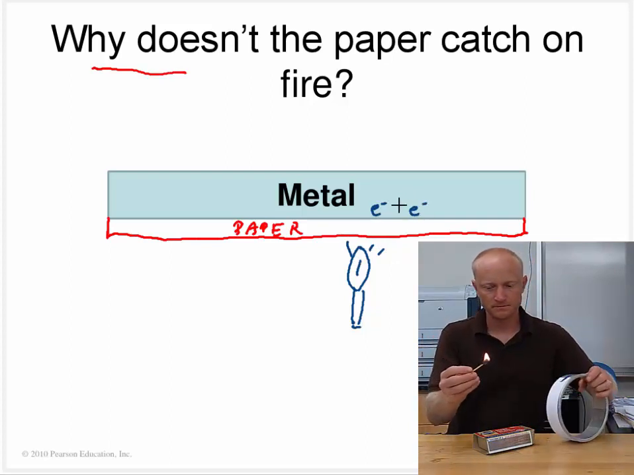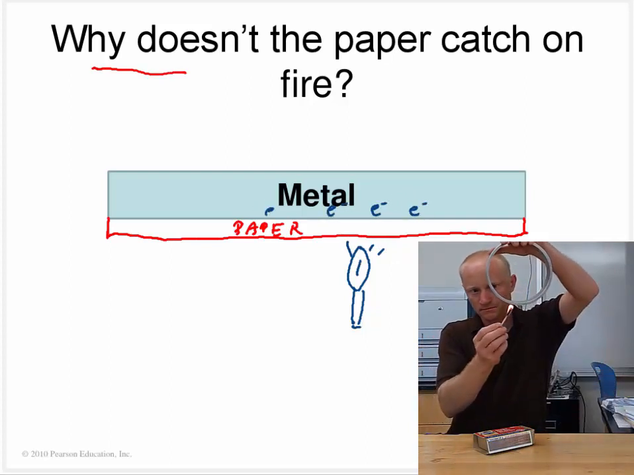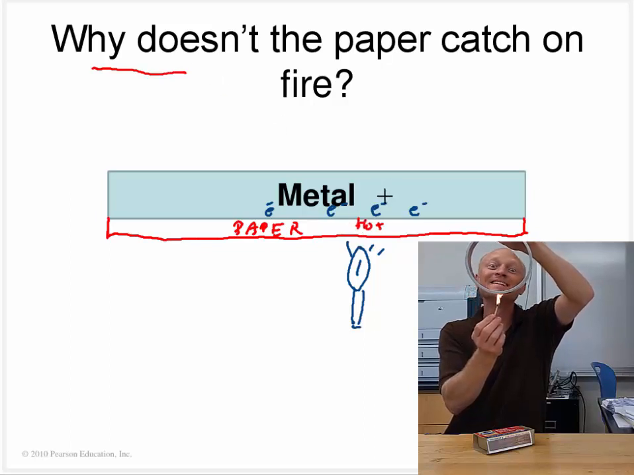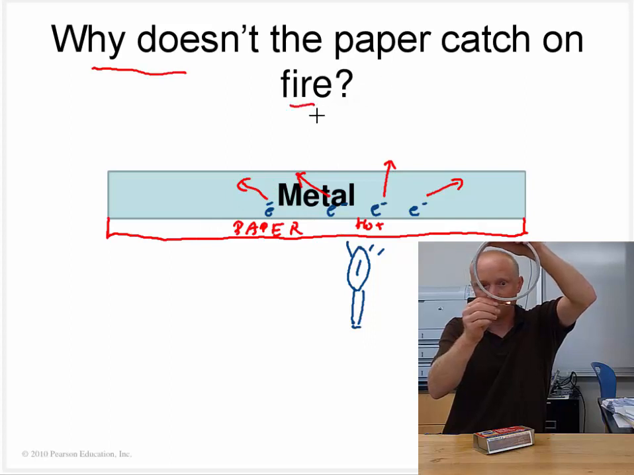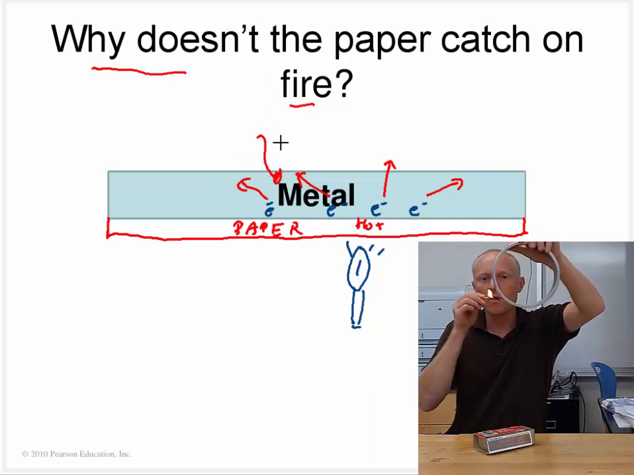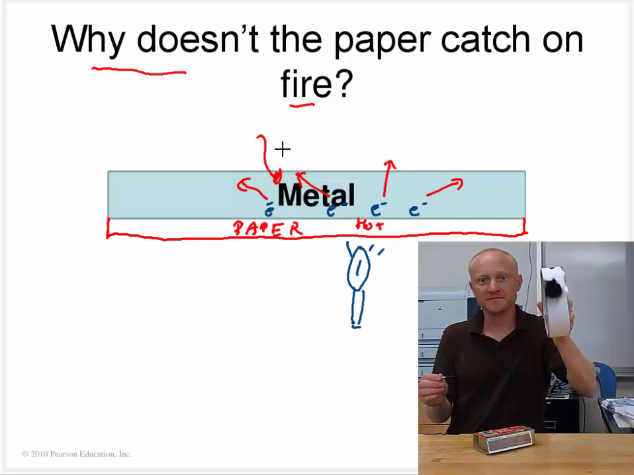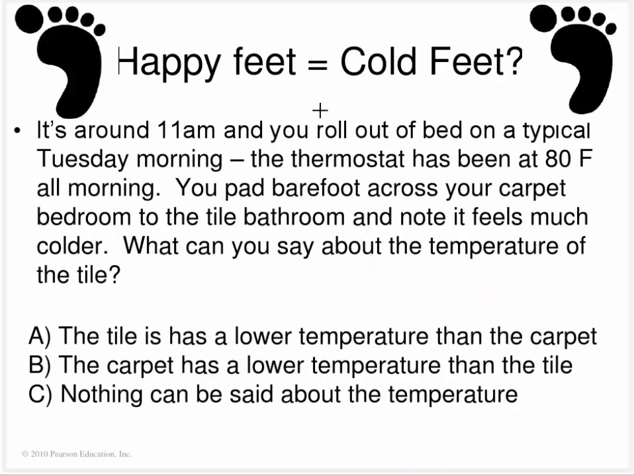Well, it turns out this metal has a whole bunch of free electrons, and these free electrons can carry this energy away. So yes, while it does get relatively hot right over there, this guy takes that energy and runs over here with it, this guy takes that energy and runs over here with it, and it turns out the paper is just not going to catch on fire. Why is this? It's because this metal right here is a good conductor of electricity and heat.